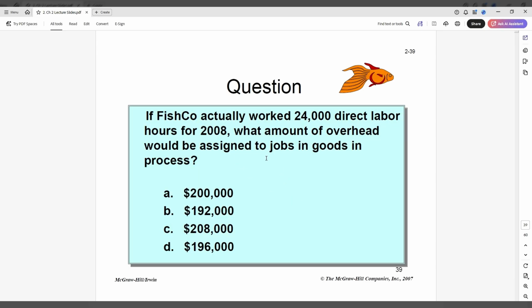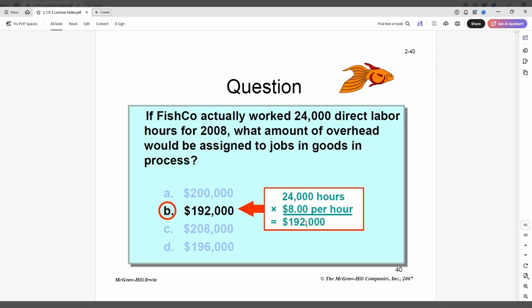And then this is the continuation of that, basically what I just said. So if we actually work 24,000 direct labor hours, we would take 24,000 times 8 to get 192,000, and that would be assigned to all the jobs that Fishco did during the year, and we would be allocating those to each individual job based on how many direct labor hours that individual job had associated with it and recorded to it.